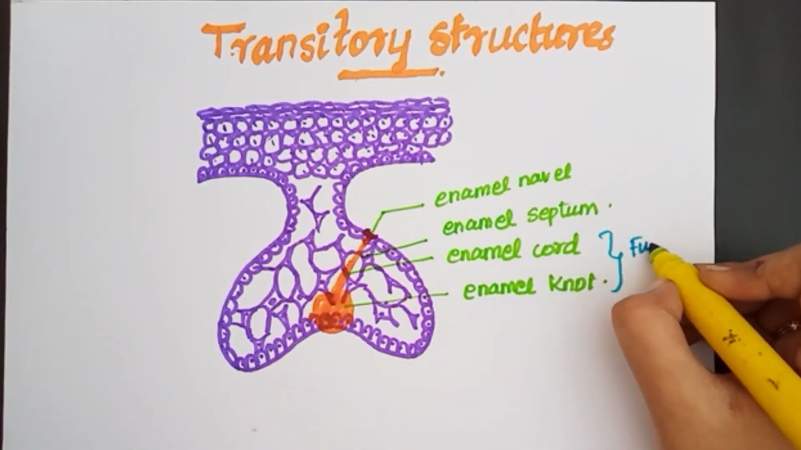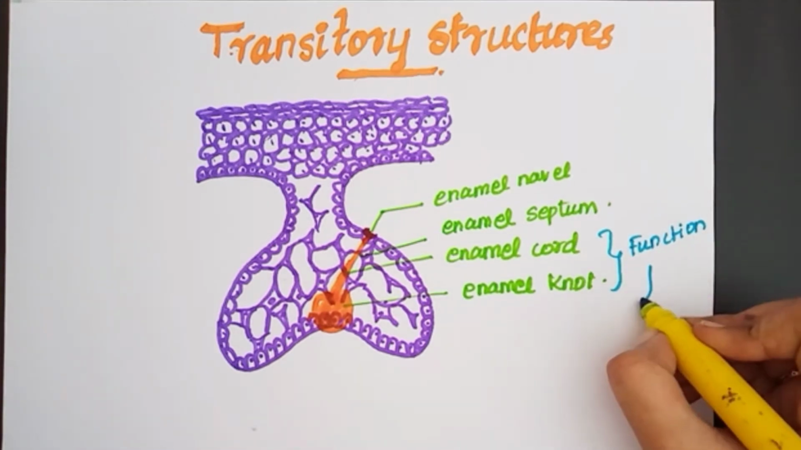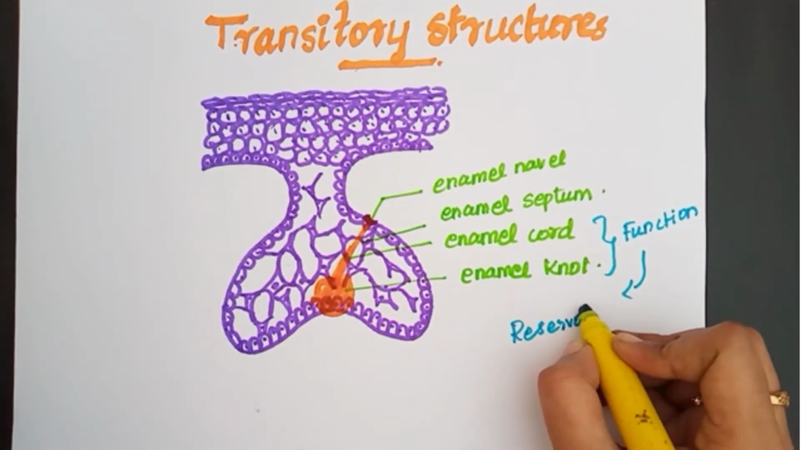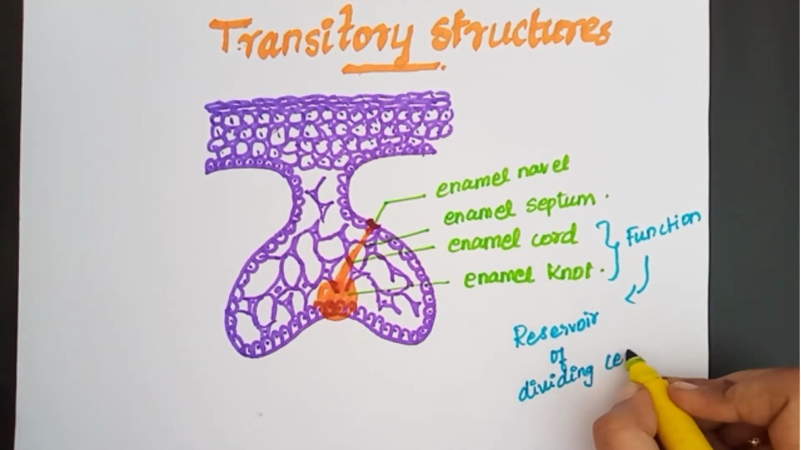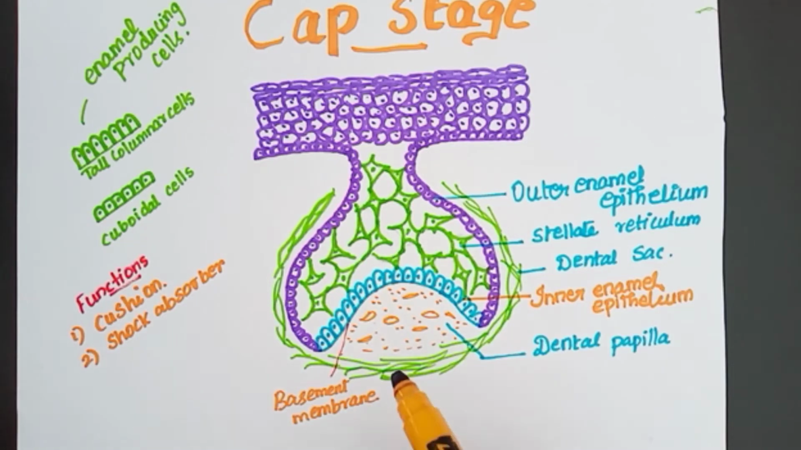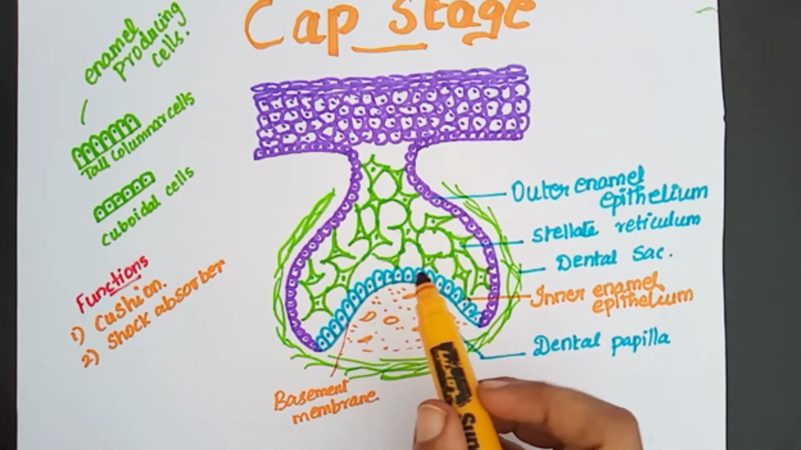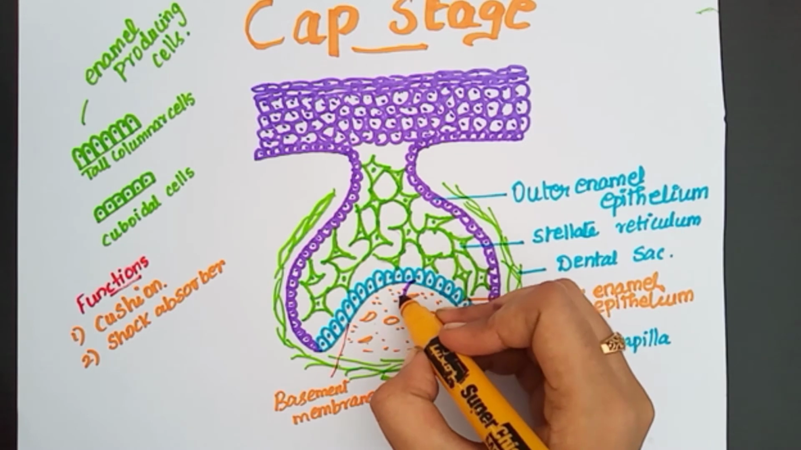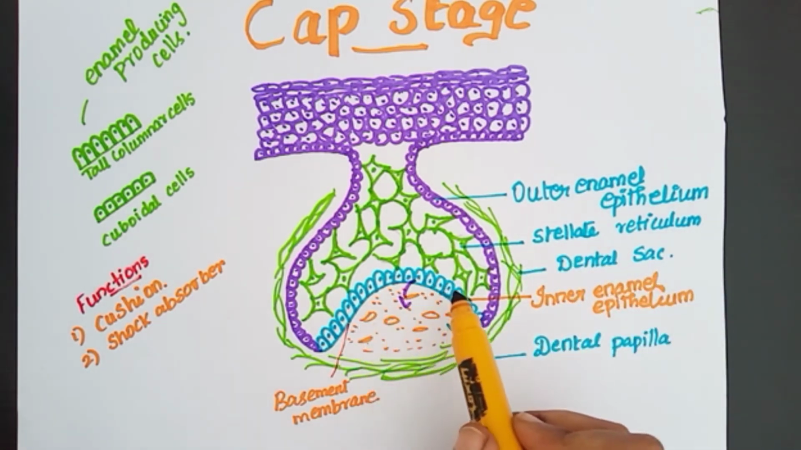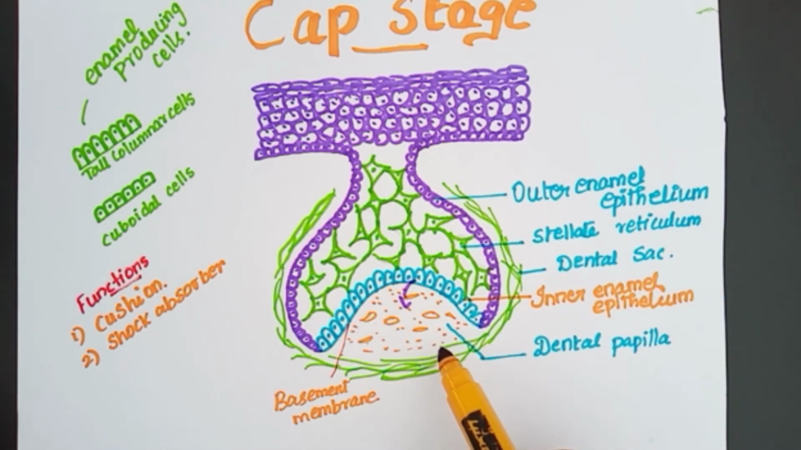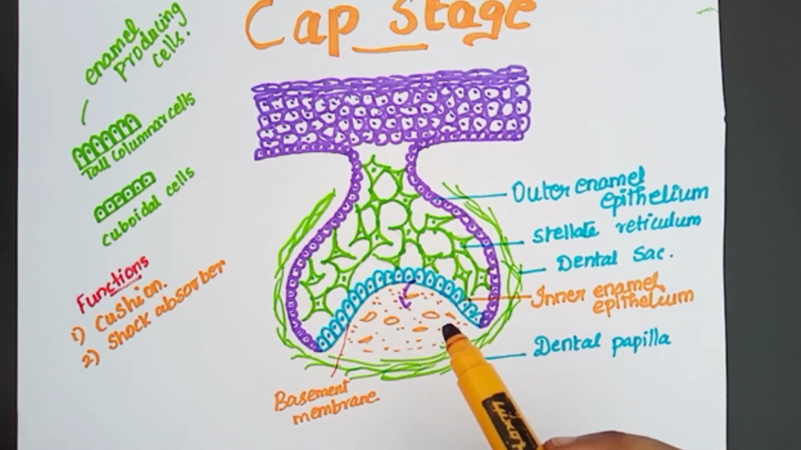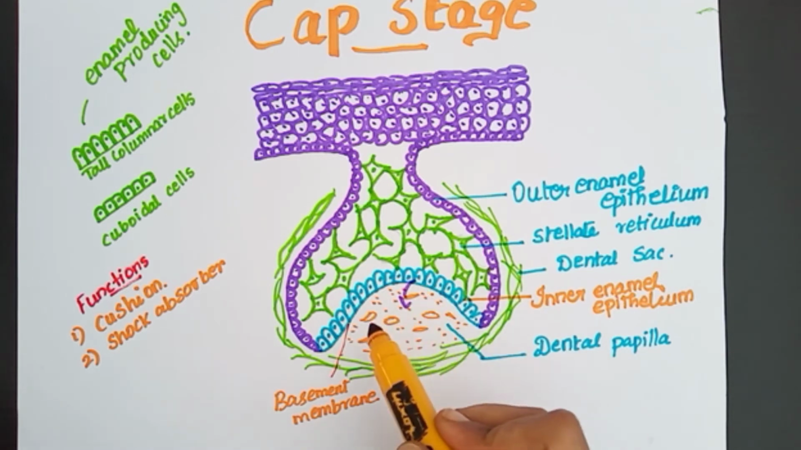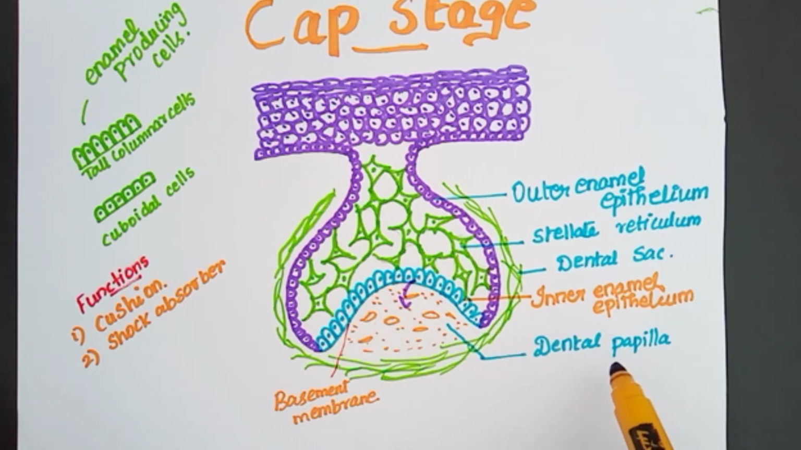The main function of enamel knot and the enamel cord is that it acts as a reservoir or storage of the dividing cells for the growing enamel organ. Now, let's see about dental papilla. This inner enamel epithelium proliferates and influences the underlying ectomesenchyme, that is, the ectomesenchyme enclosed by the inner enamel epithelium. And so, this causes proliferation of the ectomesenchymal cells, and the ectomesenchyme condenses to form dental papilla.